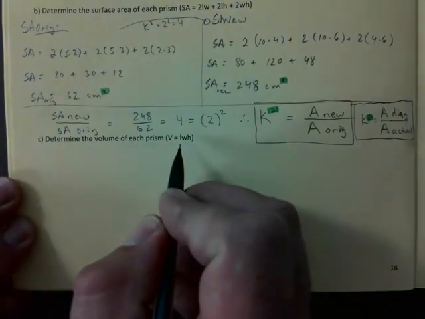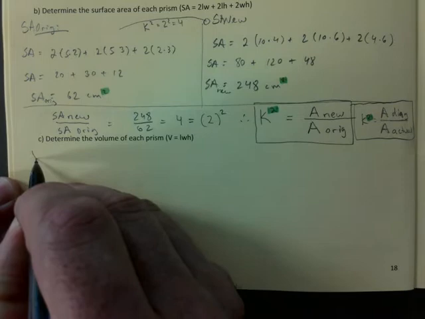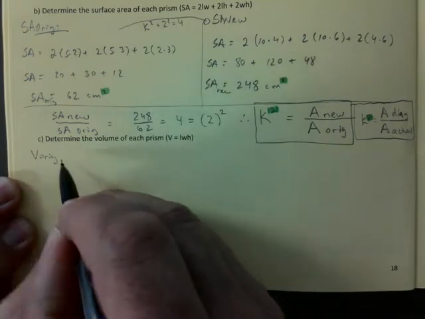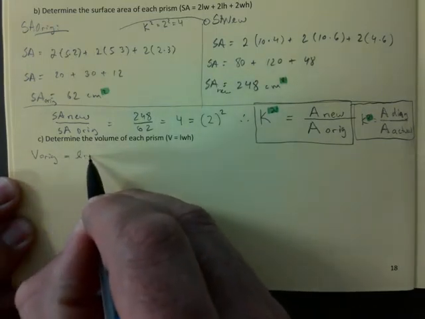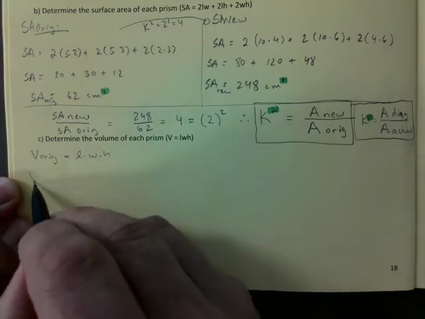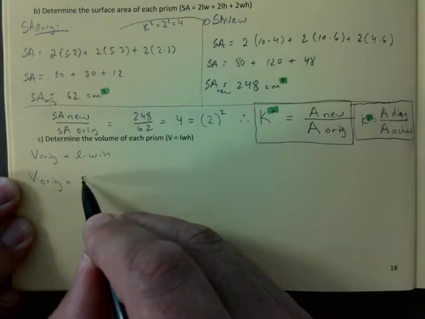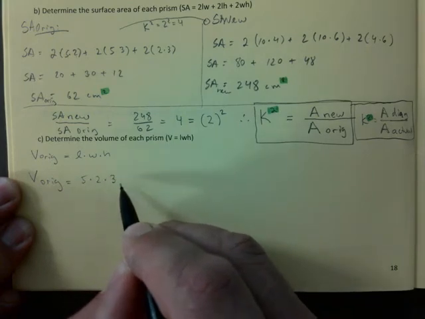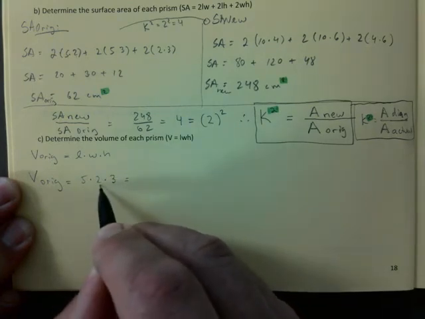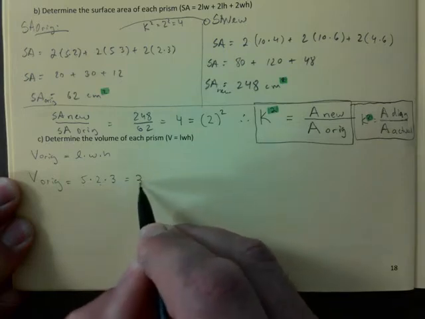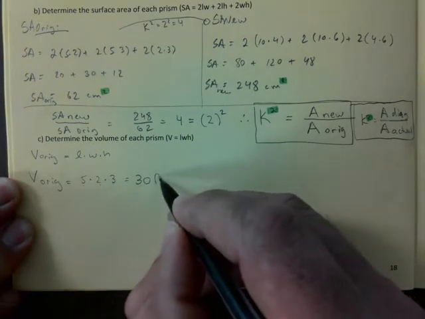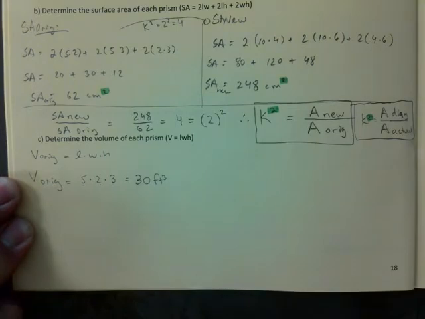And so when you're dealing with areas, you automatically need to square that k. Determine the volume of each prism. So we're going to go volume of original is just length times width times height. The volume of the original is 5 times 2 times 3. 5 times 2 is 10, times 3 is 30. So we have 30 cubic feet on the original.